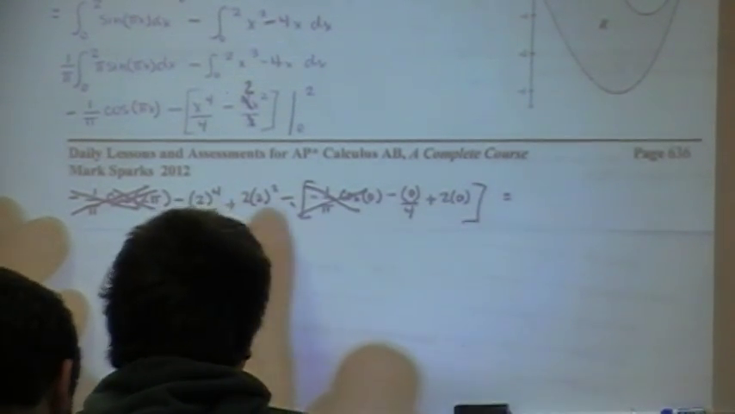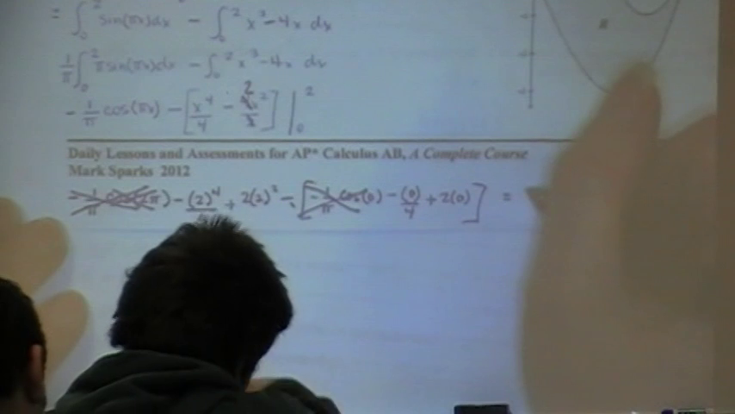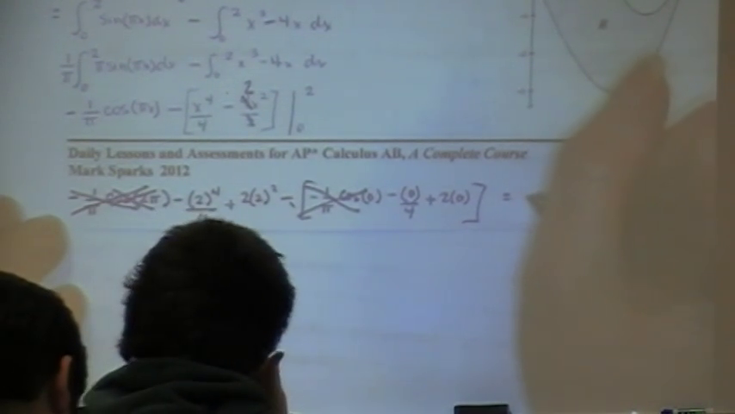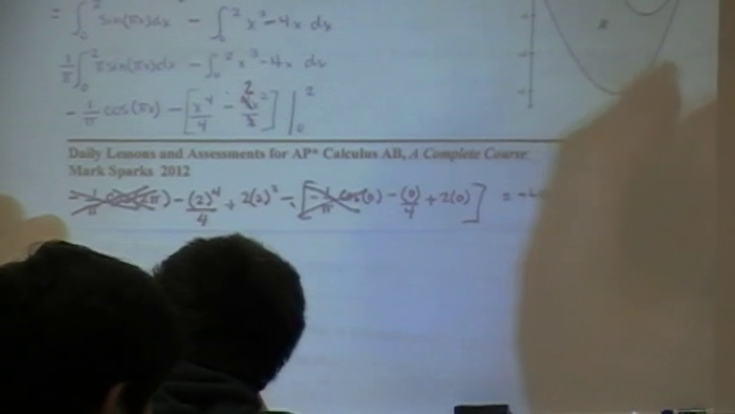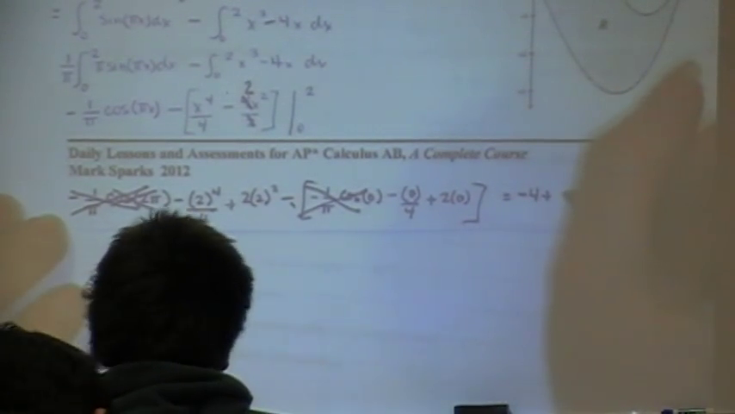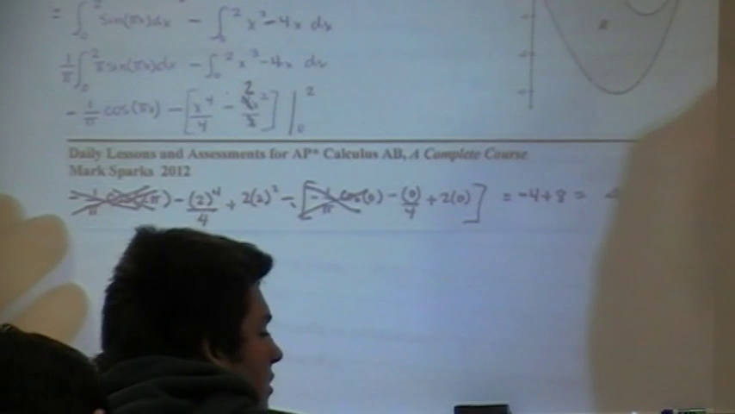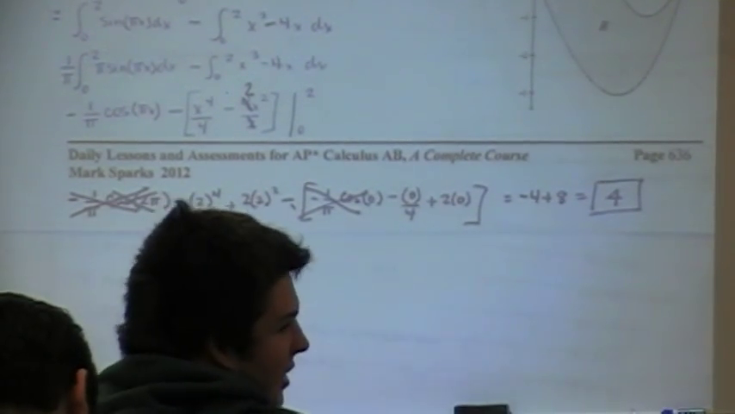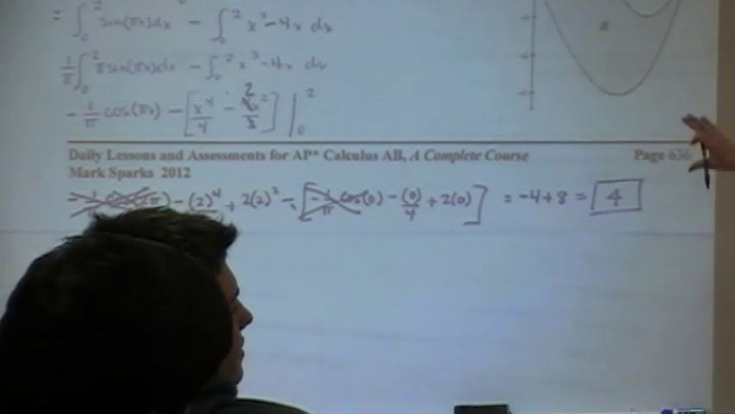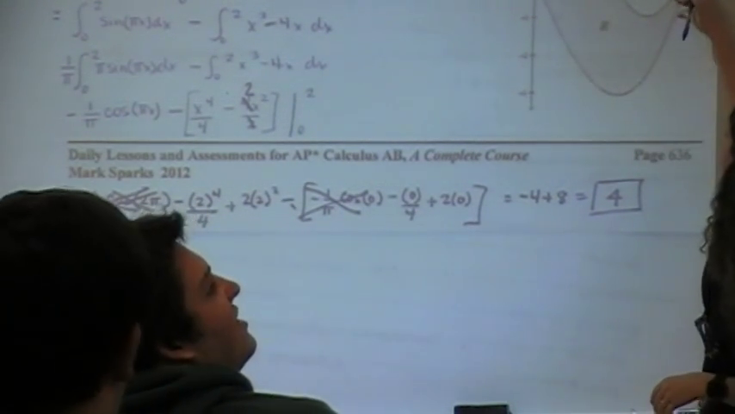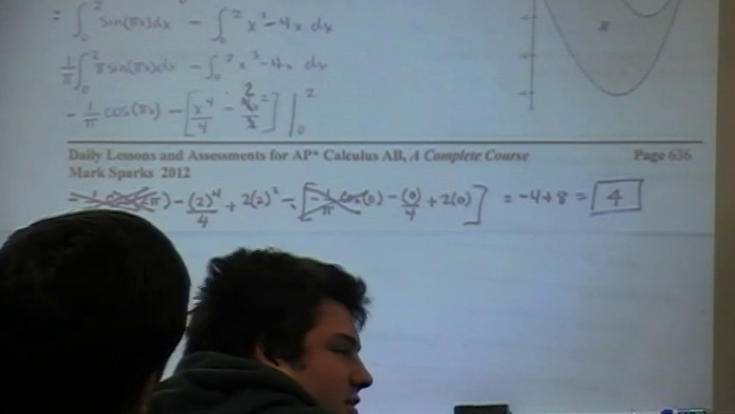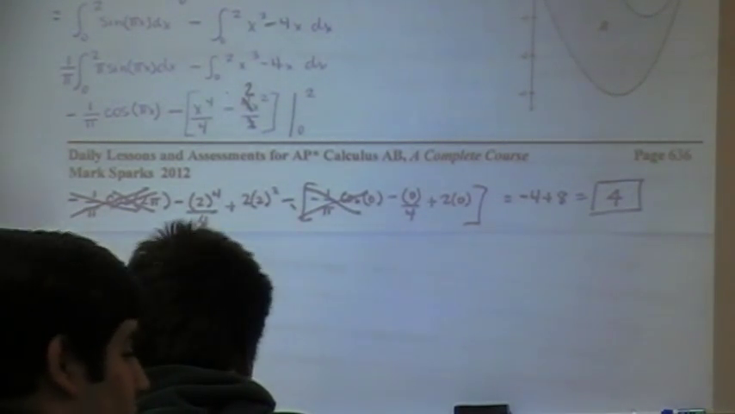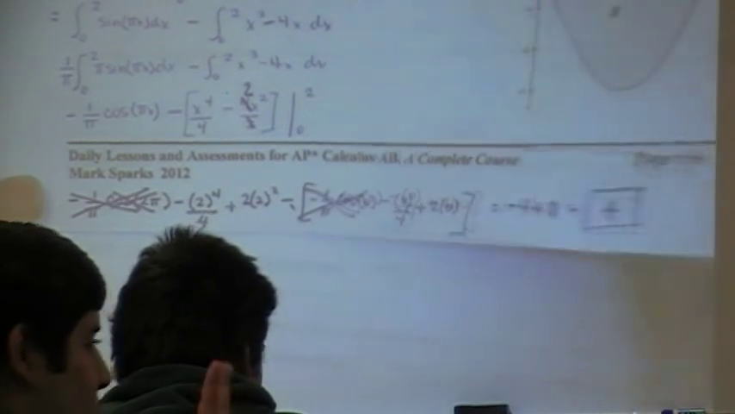So all I have to fix is this part right here. Let's see. 2 to the 4th is 16. Negative 4 plus 8, which is 4. So the area of all this is 4. Who would have thought it would have come out to be a whole number? I wouldn't have thought that with it being curvy and stuff.